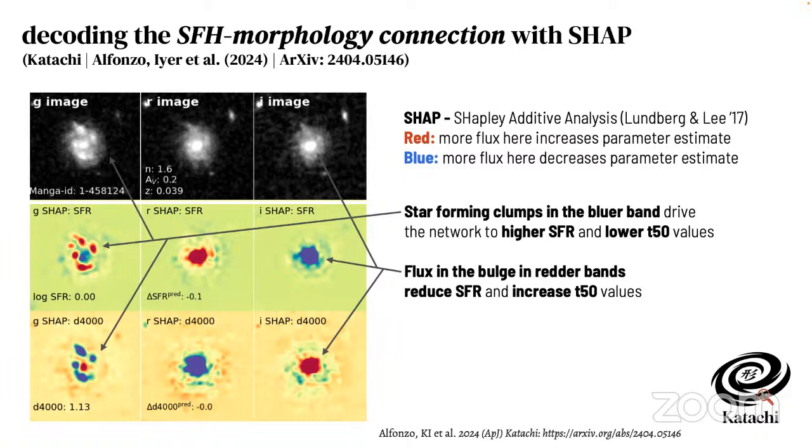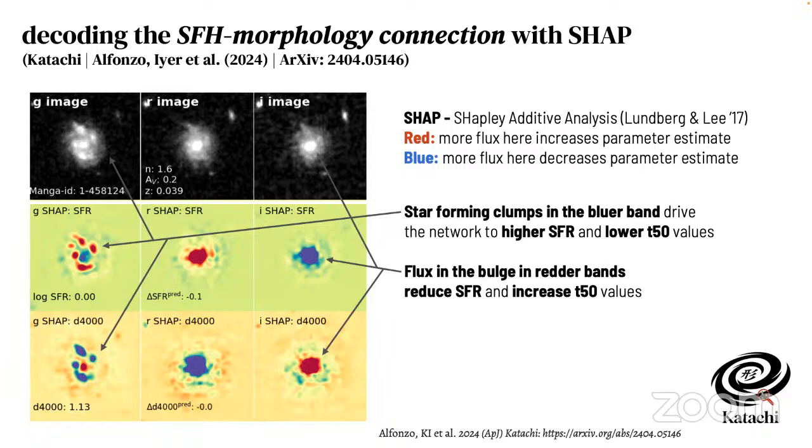But the interpretable maps that the network makes show, when you consider any quantity like star formation rate or age, which parts of the image are actually responsible for driving that prediction. So in this plot, in the middle panel, red means greater flux in that area will drive up the estimate of star formation rate, and blue means greater flux in that area will drive down the estimate. So the star formation in this galaxy is driven by the clumps and not by the bulge, which is known.